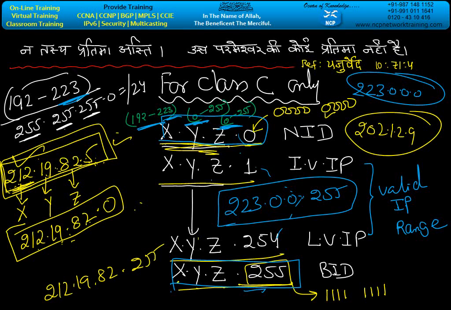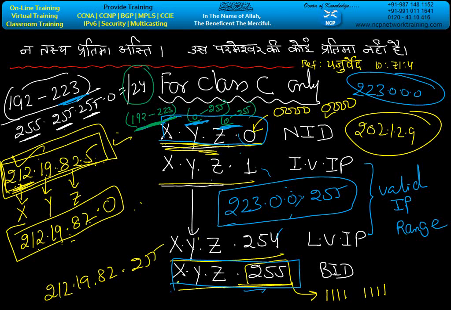You have to memorize the range now, because we classify the classes from the first octet only. First we check the class: 192 to 223 is class C, and the rest of the octets will remain 0 to 255. This pattern is only for class C when the mask is 24. The NID and BID will change when the mask is increased or decreased from 24, which we will discuss later on.